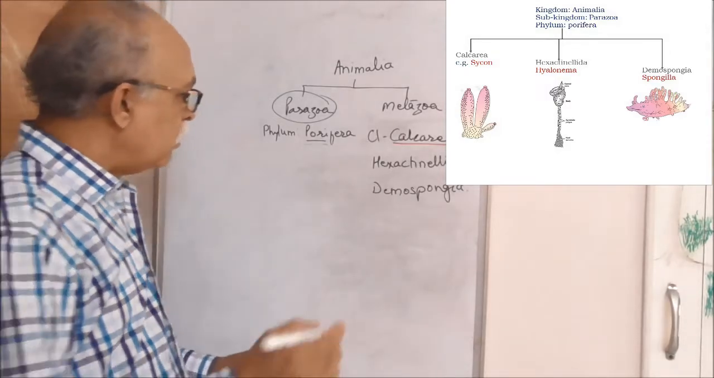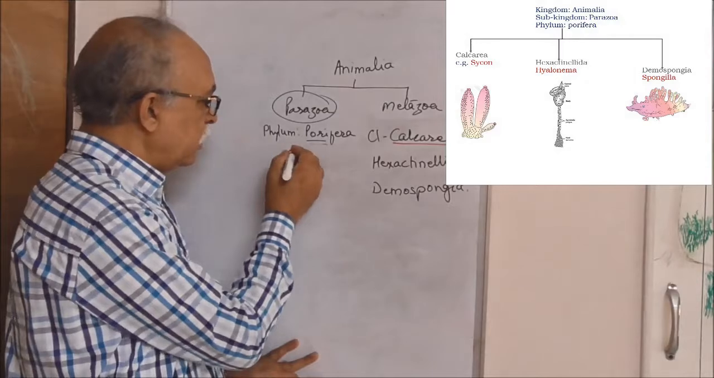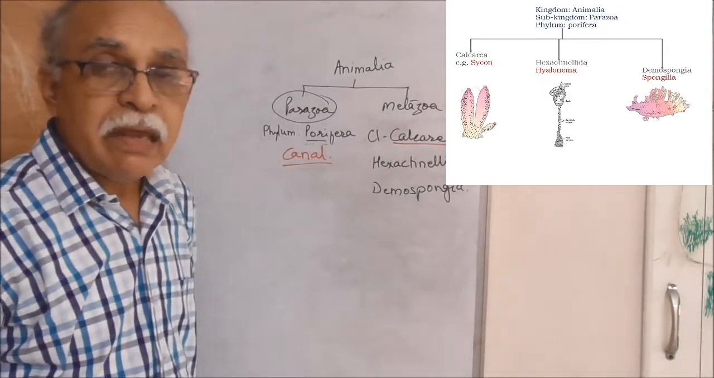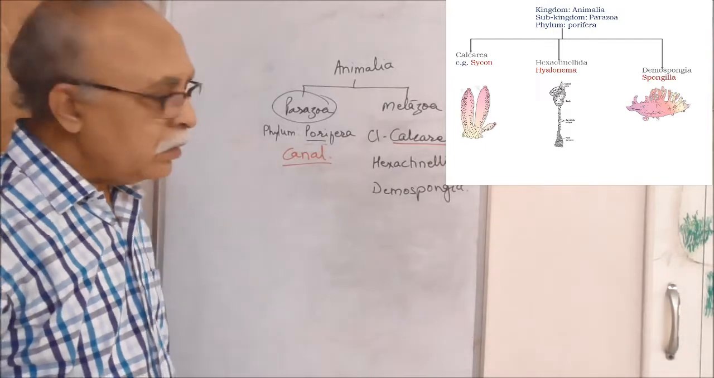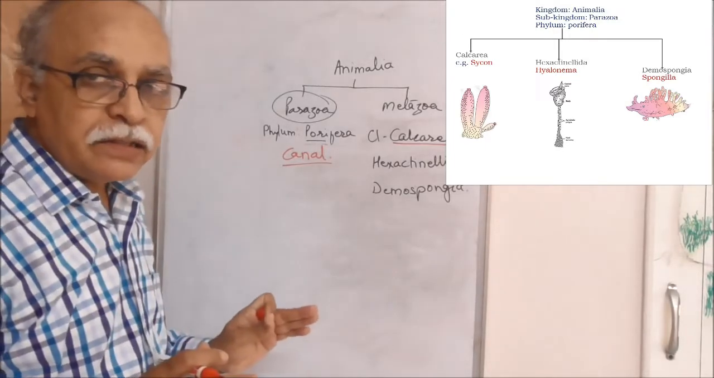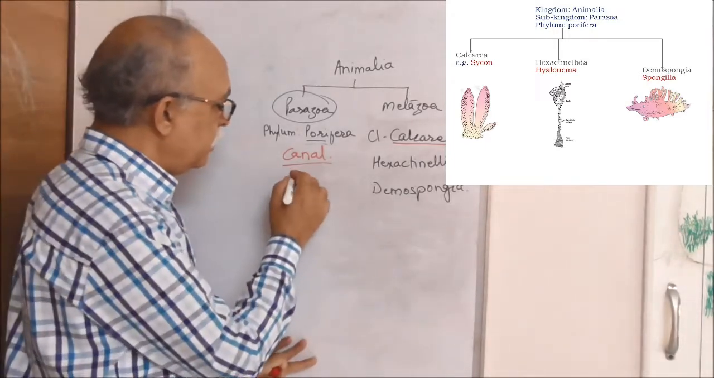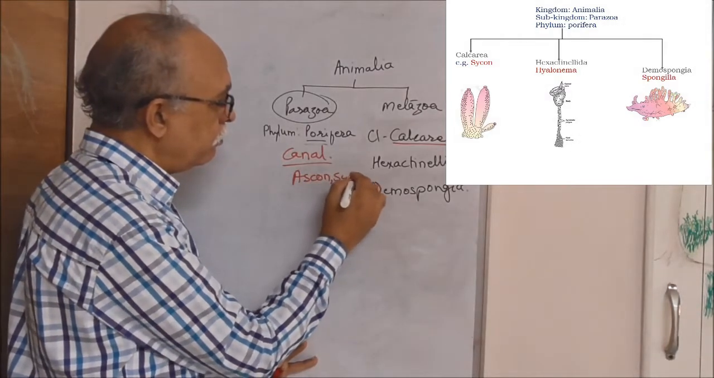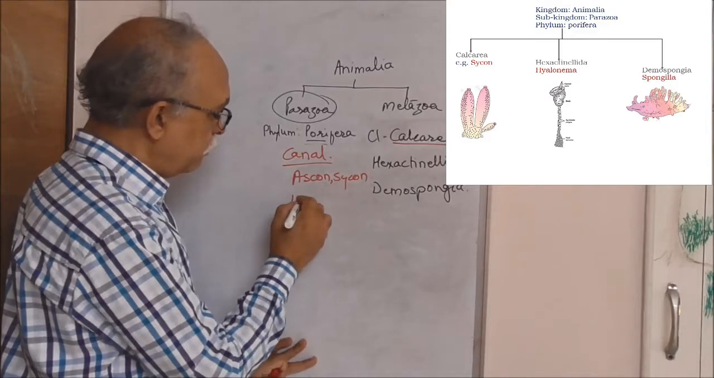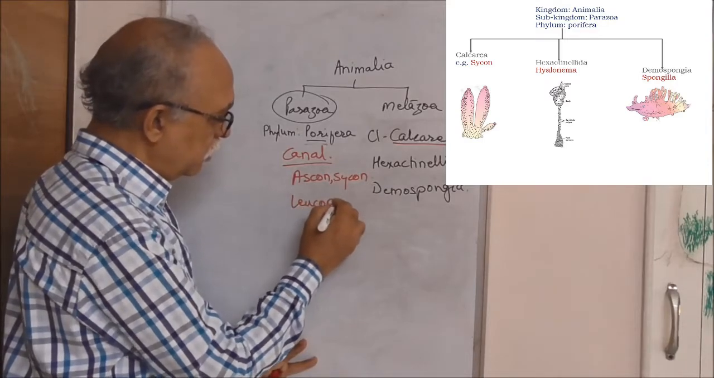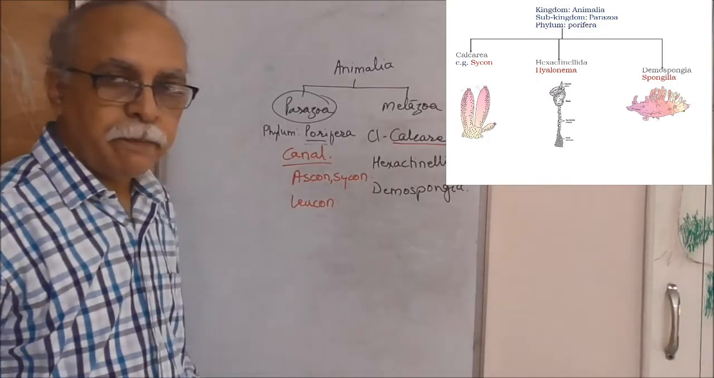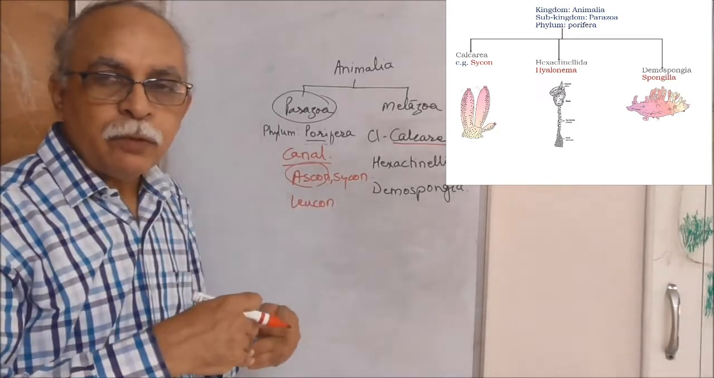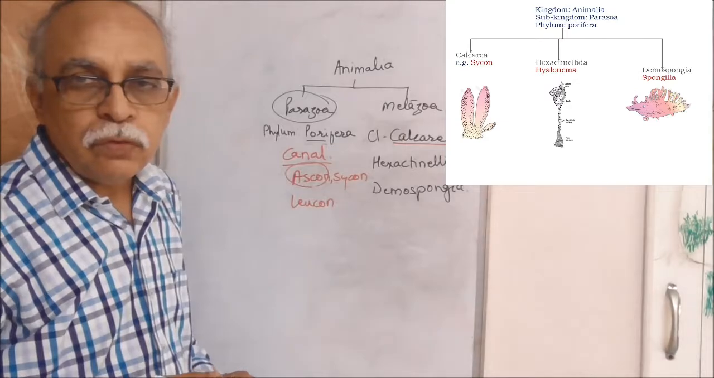Simple, why do I say? Because just go back and recollect what I said about canal system. There are different types of canal systems. There could be an Ascan type, Sycan type, Leucan type, and so on. This is the simplest type: ostia directly open into spongiocele, directly opens to osculum.